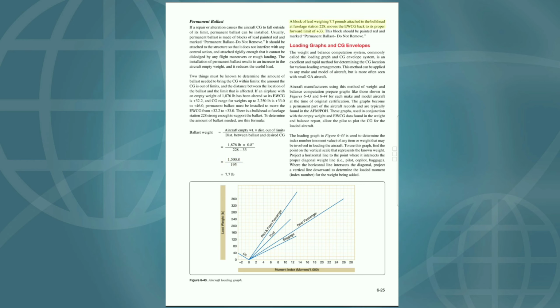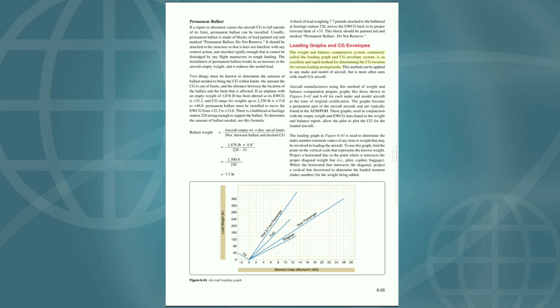A block of lead weighing 7.7 pounds attached to the bulkhead at fuselage station 228 moves the CG back to its proper forward limit of plus 33. This block should be painted red and marked "permanent ballast, do not remove." Loading graphs and CG envelopes.